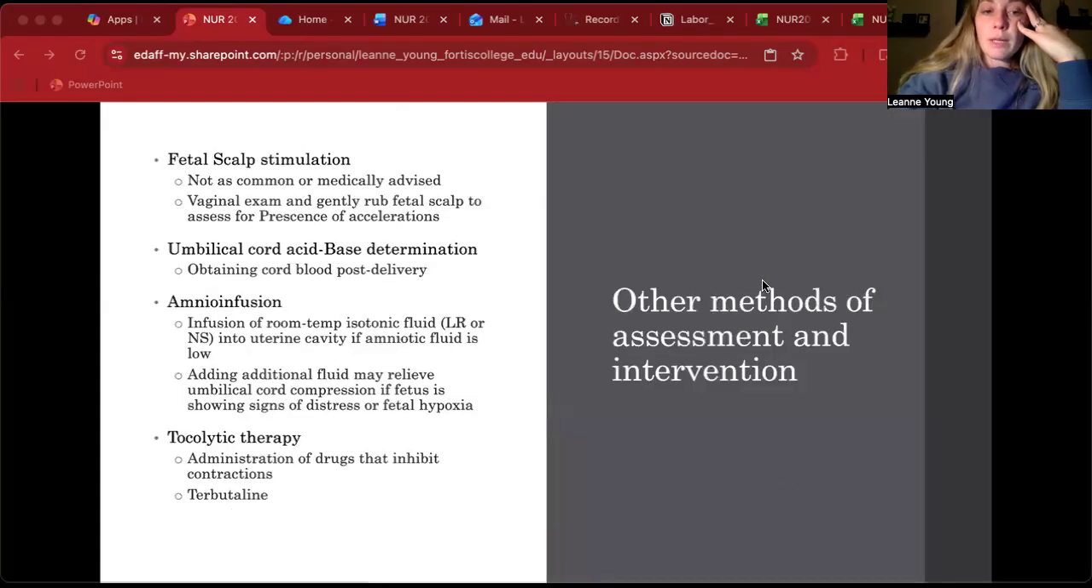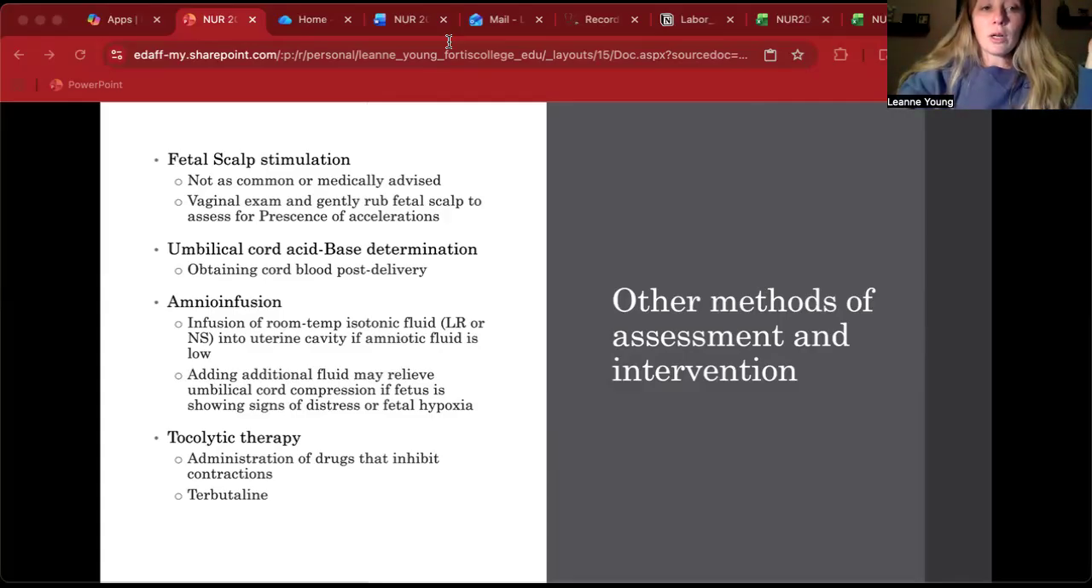Some other methods of assessment and intervention. So fetal scalp stim, this is just referring to if a provider does a vaginal exam and gently rubs the fetal scalp to assess for the presence of accelerations on the fetal heart monitor. So is your baby reacting whenever you're touching the head? Are they having accelerations or not? We need to know that. But like it's listed here, it's not as common, or it's sometimes medically not advised.